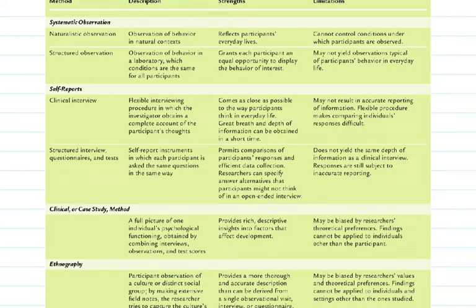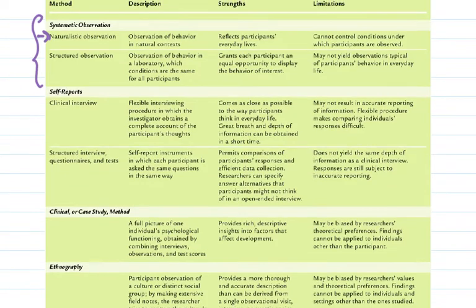One of the first ways that we collect data is through observation, right? Now, that means that we just observe someone's behavior, right? Now, there can be two different kinds of observation. One is what we call naturalistic observation. The other is what we call more structured observation. Now, let's look at what the differences are between these.